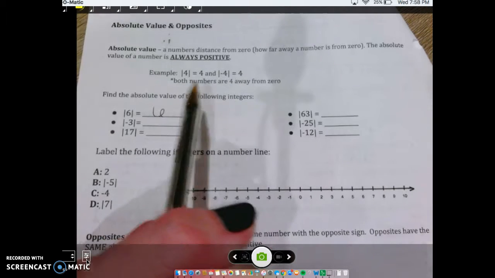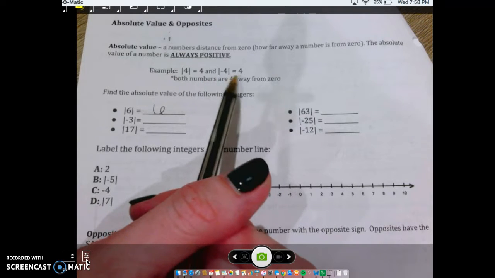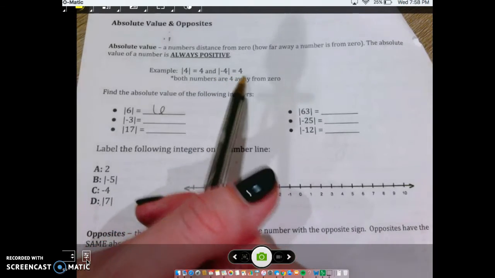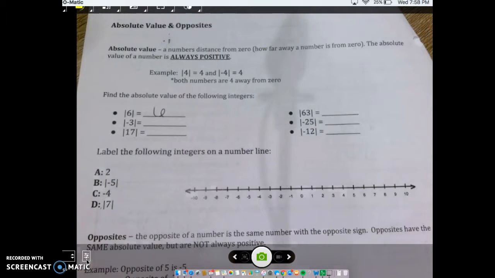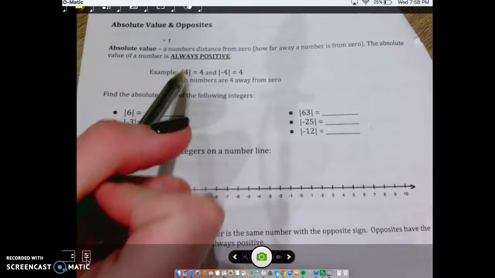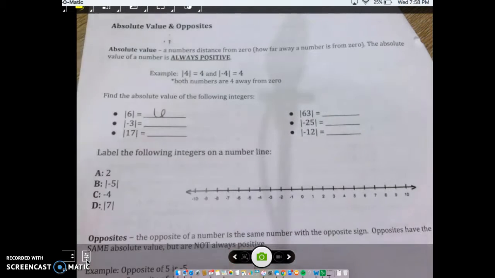So if you look at our examples here, it says the absolute value of 4 is 4, and the absolute value of -4 is 4. So both numbers are 4 away from 0. It doesn't matter which direction they went. Remember that we have been calling these little bars the absolute value bars. These are like our number shower, meaning it doesn't matter if our number goes in clean, positive, or dirty, negative. When it comes out of the number shower, it is always clean or positive.